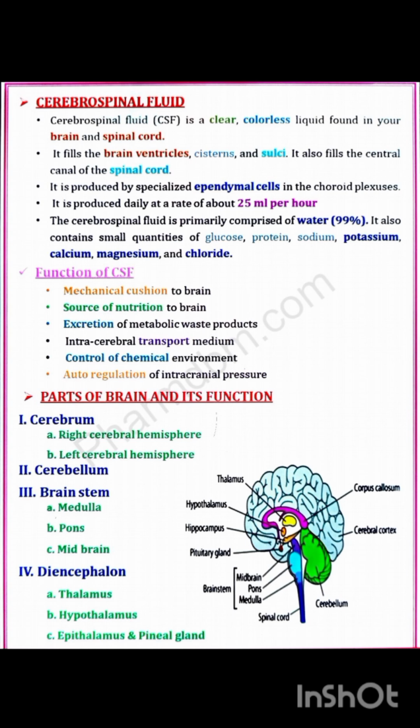Parts of the brain and their functions. The brain consists of four parts: cerebrum, cerebellum, brainstem and diencephalon. Cerebrum is divided into two parts: right cerebral hemisphere and left cerebral hemisphere. Second, cerebellum. Next, third one, brainstem. The brainstem is divided into three parts: medulla, pons and midbrain. Next, diencephalon. Diencephalon is divided into parts: thalamus, hypothalamus, epithalamus and pineal gland.